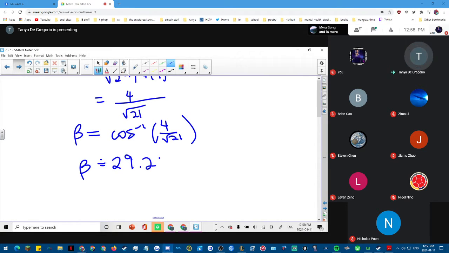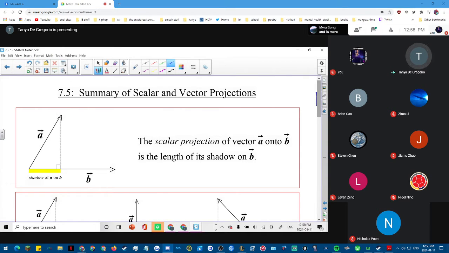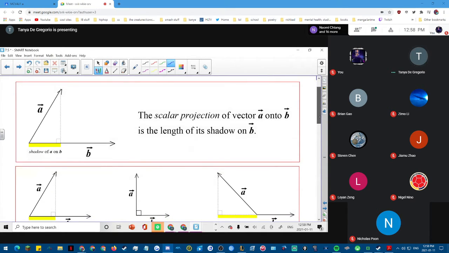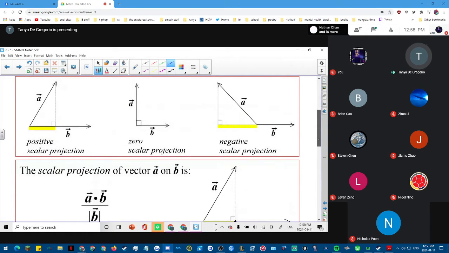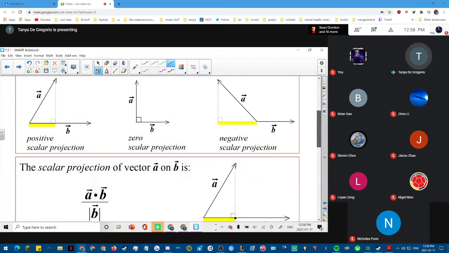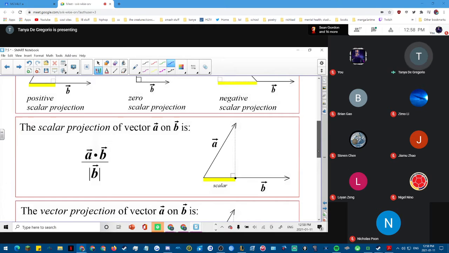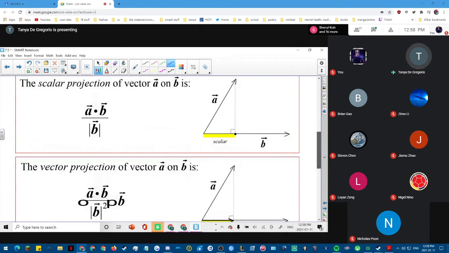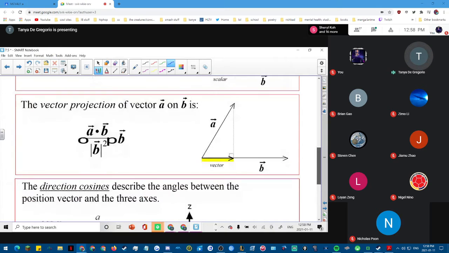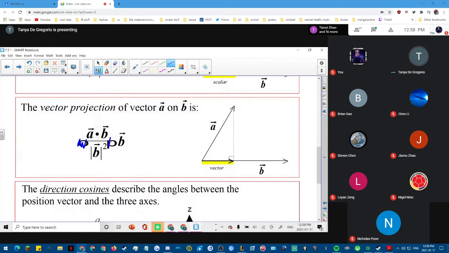Okay, recap. So in this lesson, we learned what a scalar projection is. We talked about what the difference is between a positive and a negative scalar projection, and we learned that when two vectors are perpendicular, there is no scalar projection. Here's the formula for your scalar projection. And we learned that for the vector projection, it's the exact same formula, but you're multiplying by the unit vector of that second vector, the one that you're projecting onto. You need the direction of that one, right? Because that's going to give us the direction of the shadow.